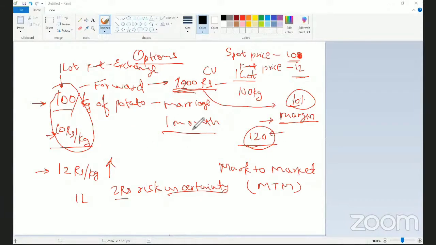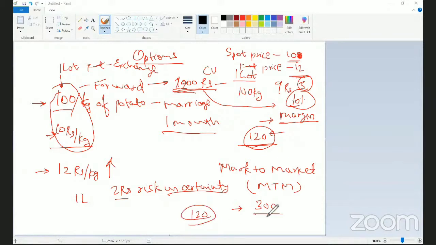Suppose this position goes against you. For example, right now from 12 rupees, the price of futures has become 9 rupees. What will happen? You have lost essentially 3 rupees on the specific contract. If you have lost 3 rupees on 1 kg of potato, then on 100 kg of potato you have lost 300 rupees. So the vendor will come to you and say, today you give me 300 bucks. I have your margin. Margin will also change to an extent, but suppose the margin is constant for now, 120, just for calculation.